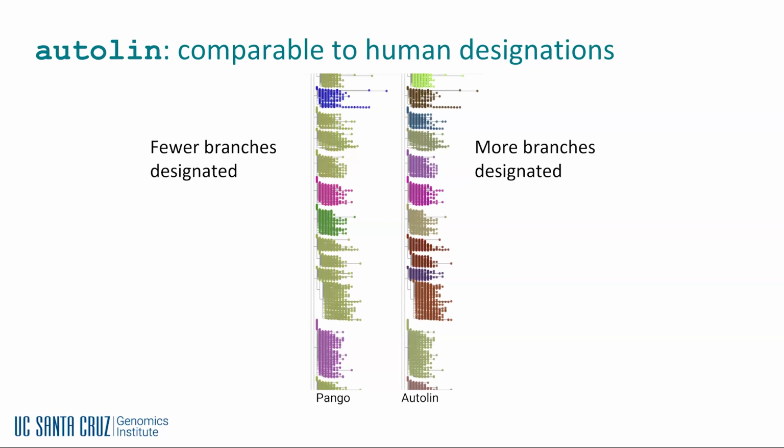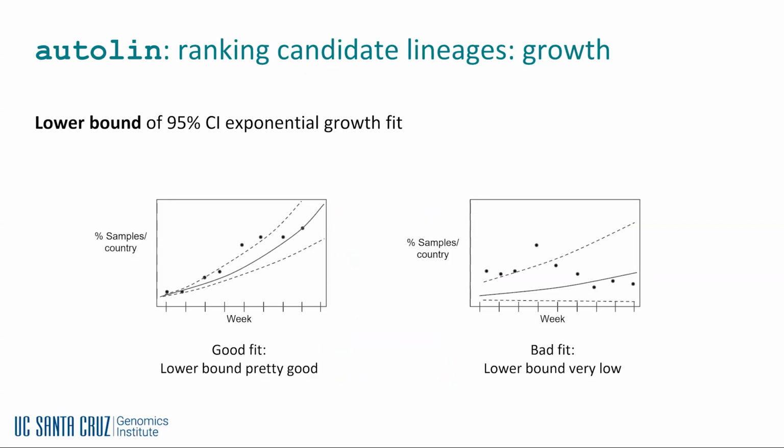So here is a snapshot of the same branch on the tree. On the left, you can see that human curators have picked out 4 of those branches to be new Pango sublineages. On the right, you can see a lot more different colors. That means autolin has picked out pretty much every branch in this neighborhood as genetically distinct. So we really need to rank those. So the first way is to rank them by how fast they appear to be growing in recent weeks.